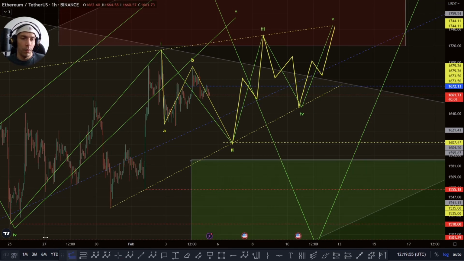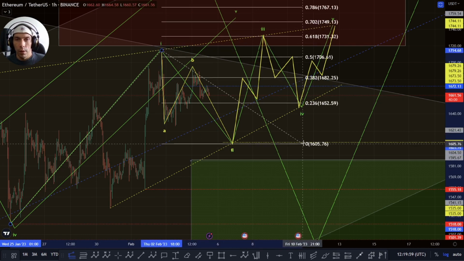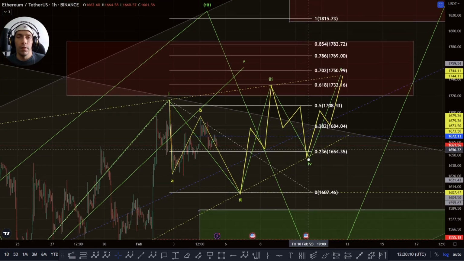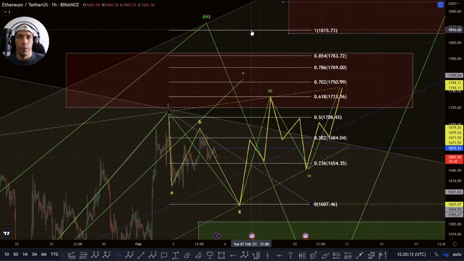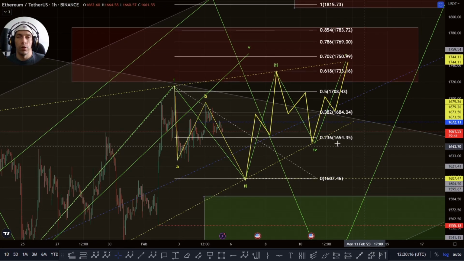Though if we are looking at this move, if we do move down towards this 1-to-1 area, we cannot move higher than 1815 with this wave 3. Otherwise it would invalidate this potential, unless it is becoming an expanding diagonal. But it wouldn't really make much sense given the current structure. So we'd have to see how that plays out.